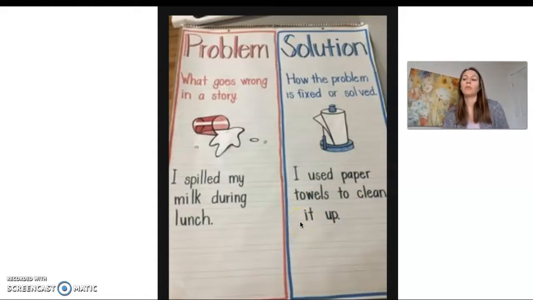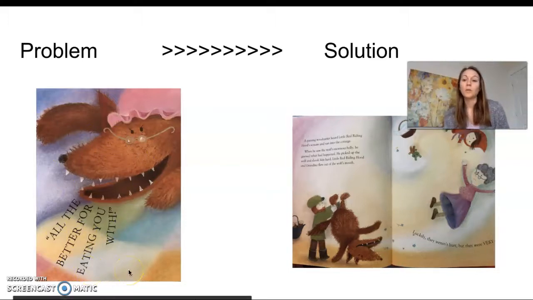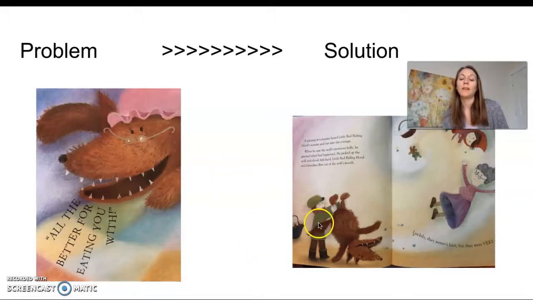Now, if we refer back to the book Little Red Riding Hood, can you remember any problems that happened in the story? And can you remember how they were fixed? So let me give you an example. One problem in the book was that Little Red and Grandma were eaten up by the wolf. What was the solution to that problem? The solution was that the man came and shook them out and saved both Little Red and Grandma.